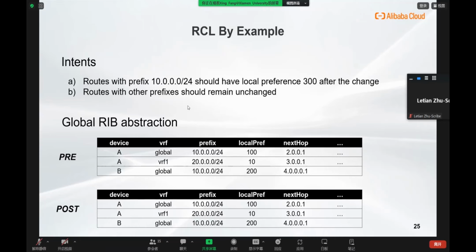Any other questions from the audience? Okay, then let me ask a question here. I noticed that Hoyan is focusing on large-scale WANs, and I know that there are some works on verifying data center networks. What do you think is the difference between WANs and data center networks?